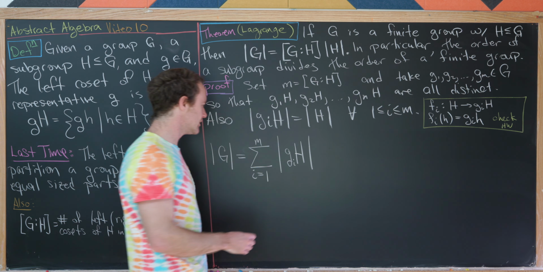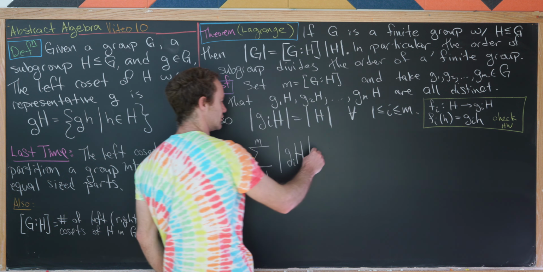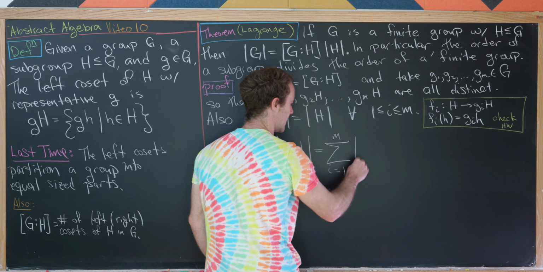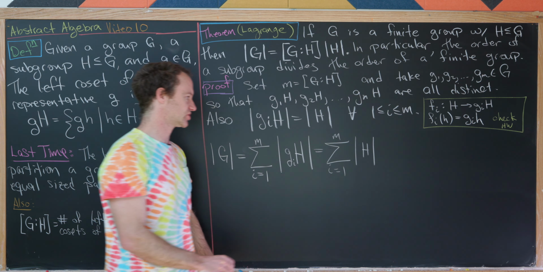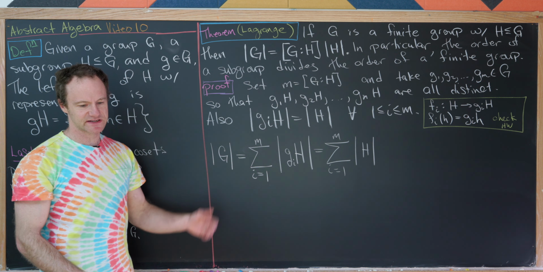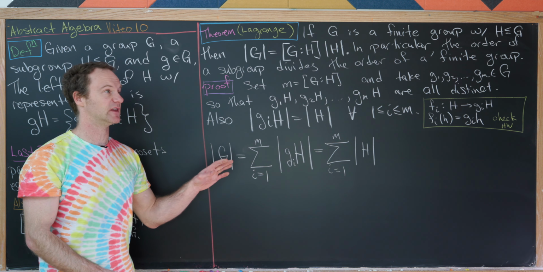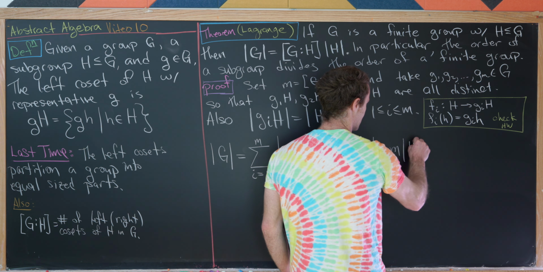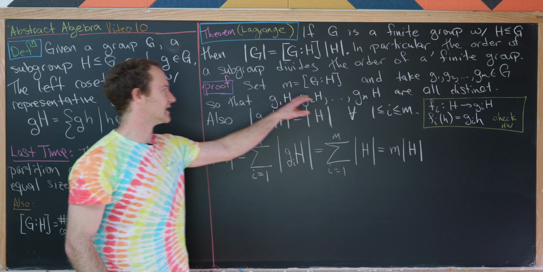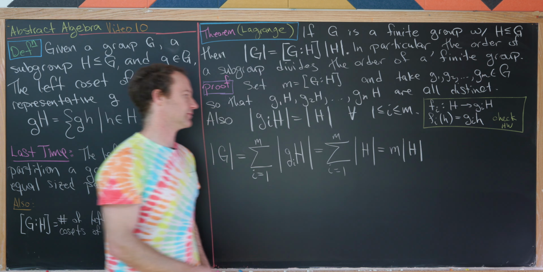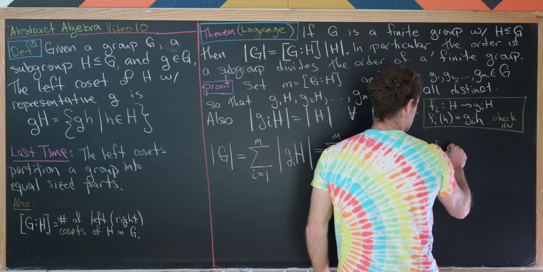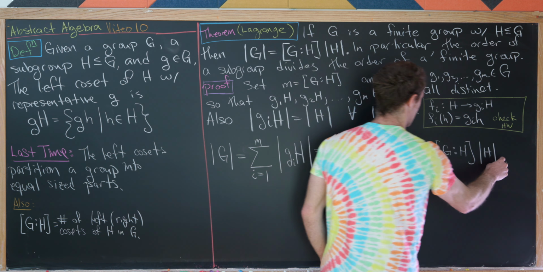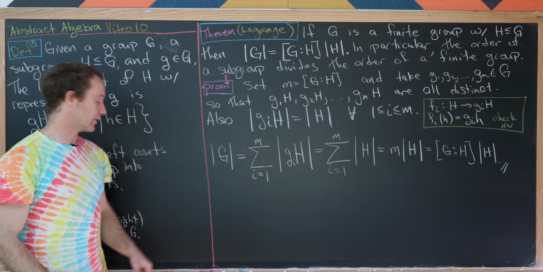But now let's notice that all of these have the size of the subgroup as their size. So we have the sum as i goes from 1 to m of simply the size of H. But what if we add the order of H to itself m times? Well, then I get m times the order of H. But now replacing m with our shortening notation up here, we'll see that this is equal to the index of H in G times the order of H. But that's exactly where we wanted to end up.